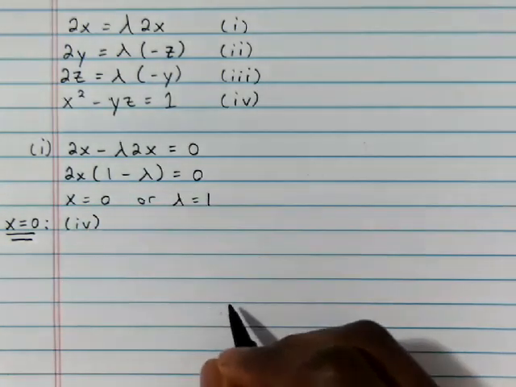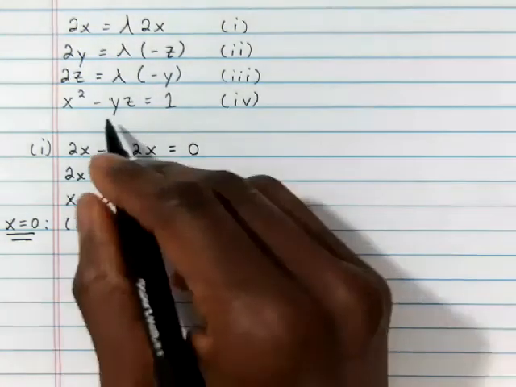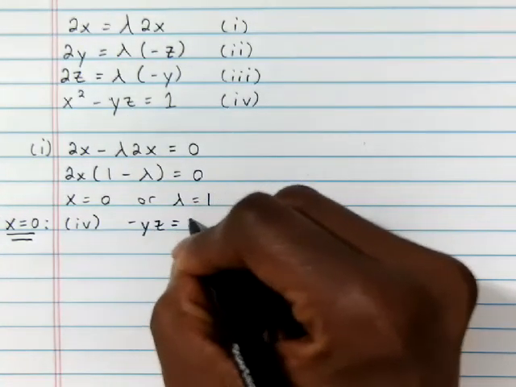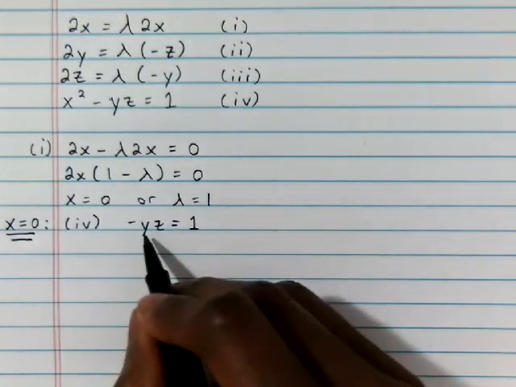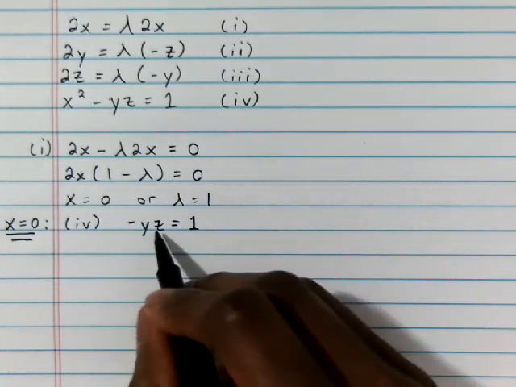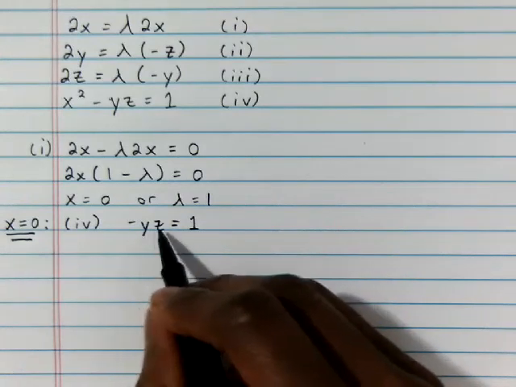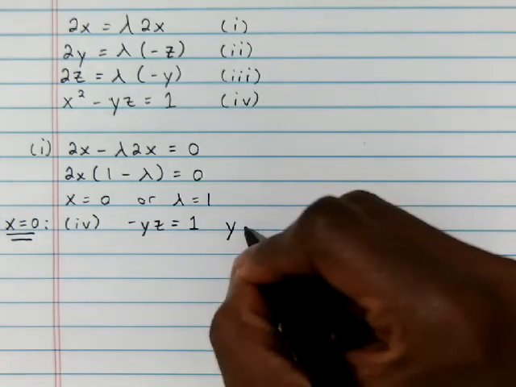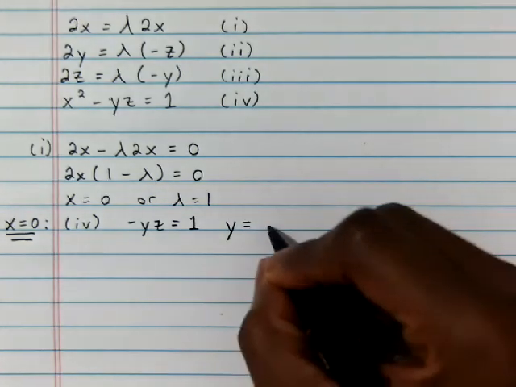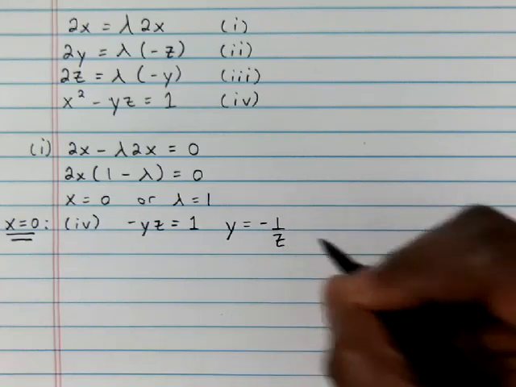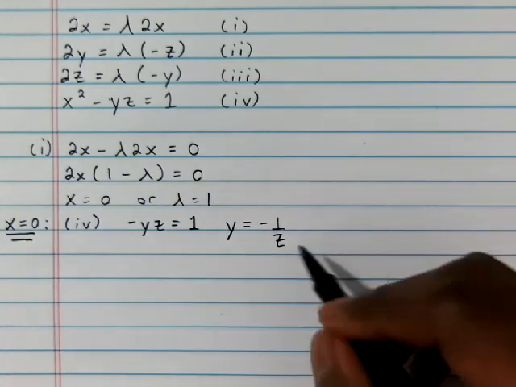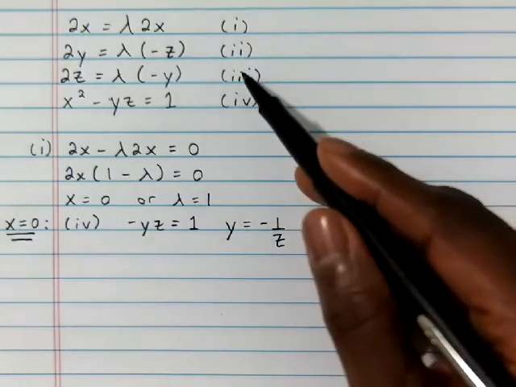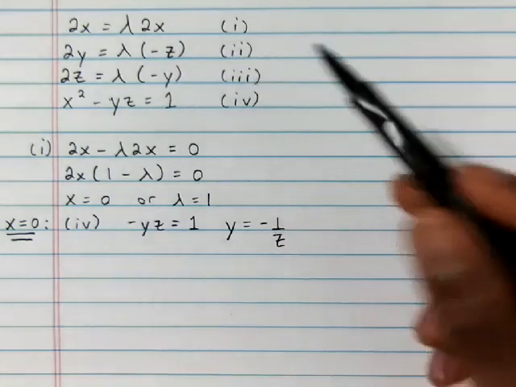So using that in 4 gives us that negative yz equals 1. If this product equals 1, that means neither one of those can be 0. So I can divide by either y or z to isolate one of them. I'll solve for y. So y equals negative 1 over z. All right, now I want to take this and use it somewhere. I could use it in 2 or 3. Doesn't matter. I'm going to use it in 2.